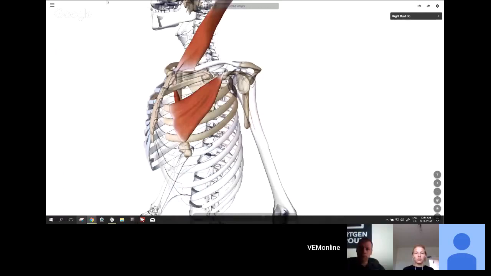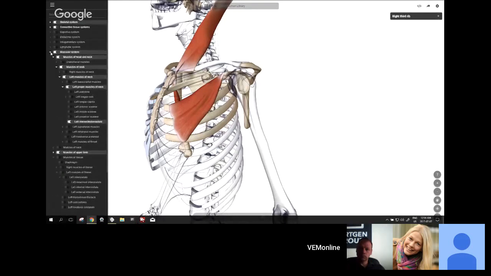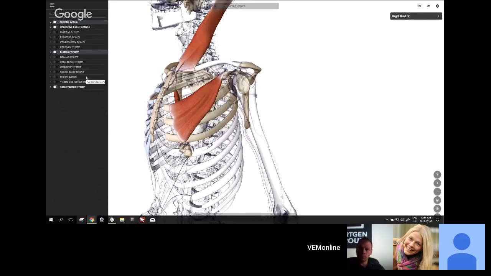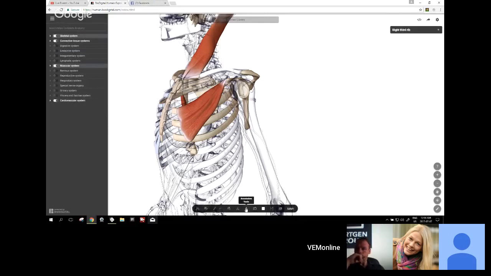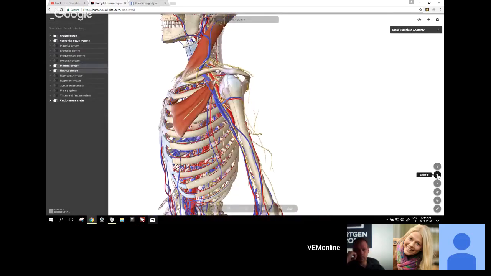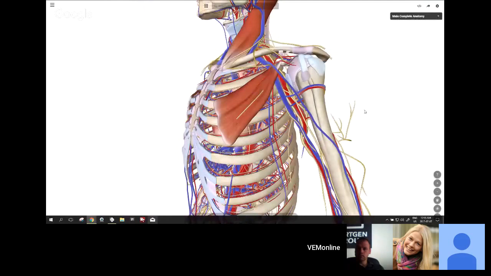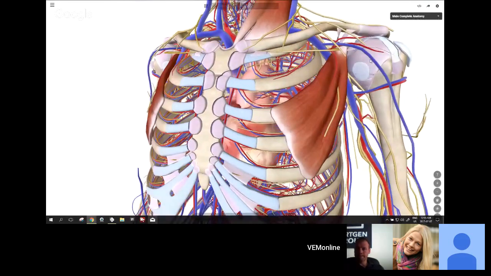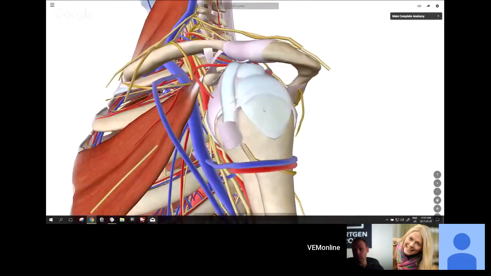Actually, you know what? Let me show you this. This is very good. I can actually show you nerve structures and the cardiovascular system. Sorry, that's not the right one. Okay, very nice. Cardiovascular system and nerve system. Okay, here we go. Let's take a look at this. So this is pectoralis minor, right there. And you can see that it lies right on top of quite a few very important structures.